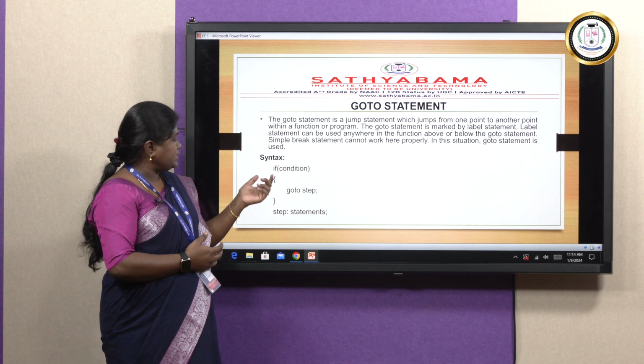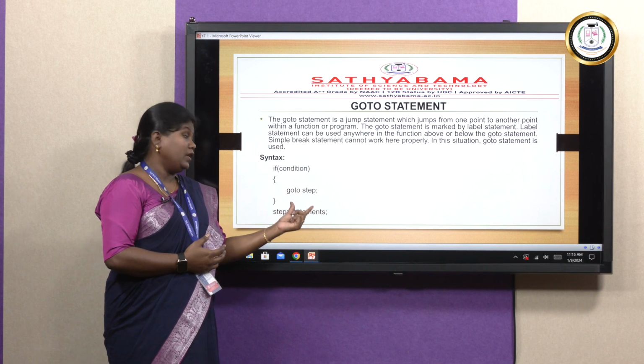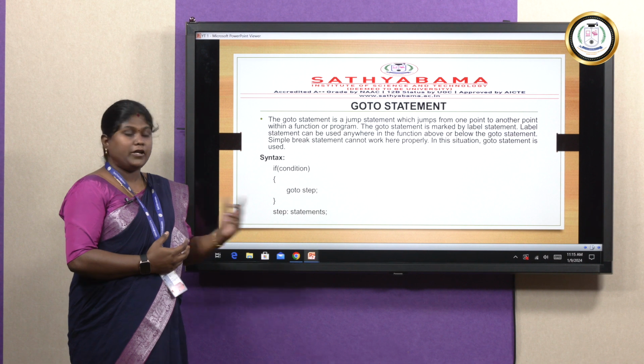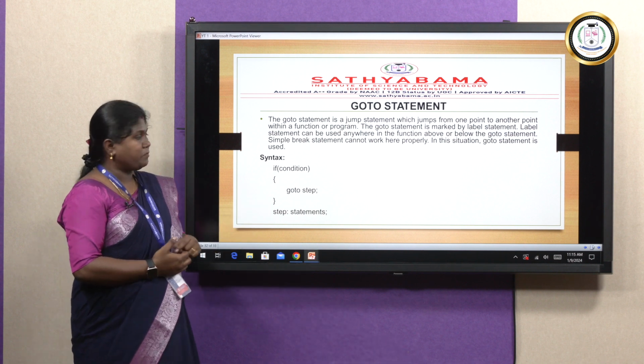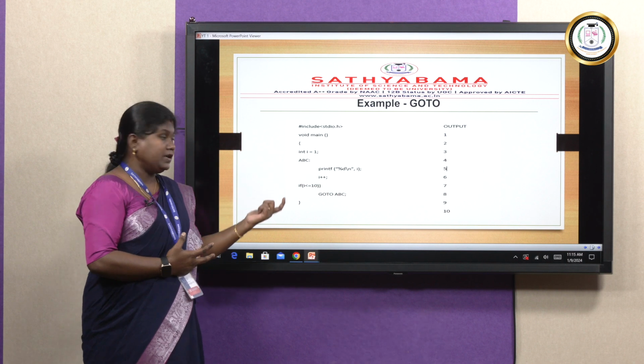So this is the syntax. You will have a condition nearby and goto step, where step is a label. Whenever this statement is encountered, the control will directly move to the corresponding block where you have the label as step. This is an example program, the same program. Again the value starts from 1. The label given here is ABC.